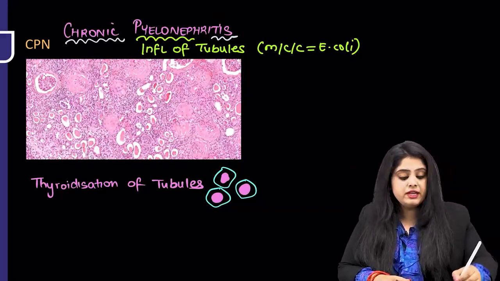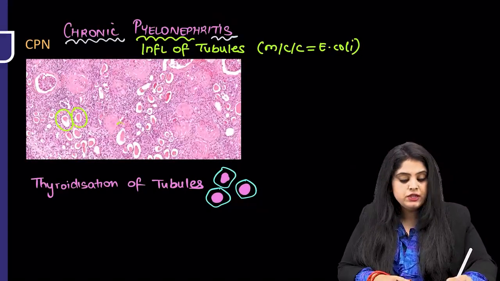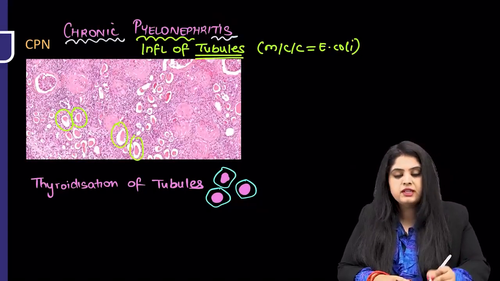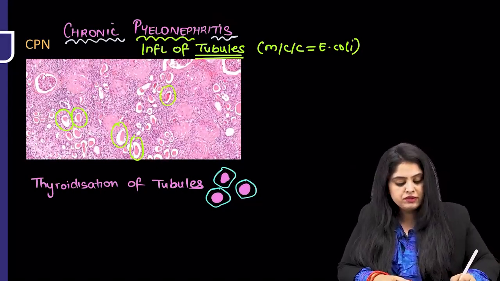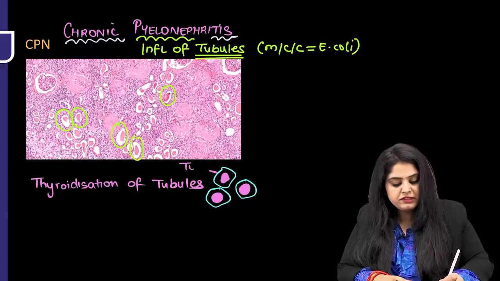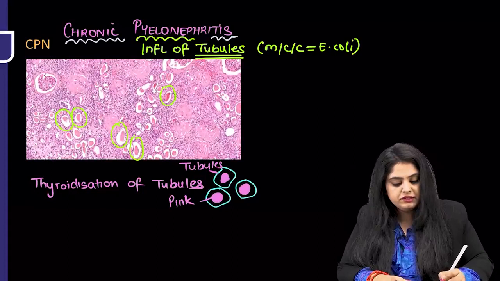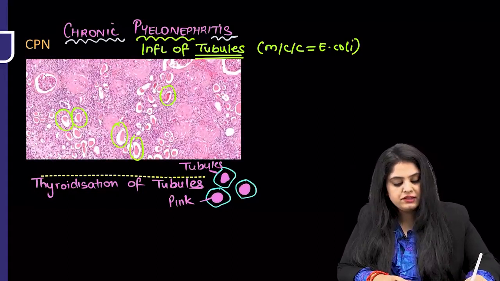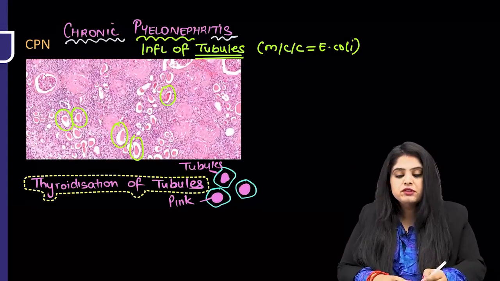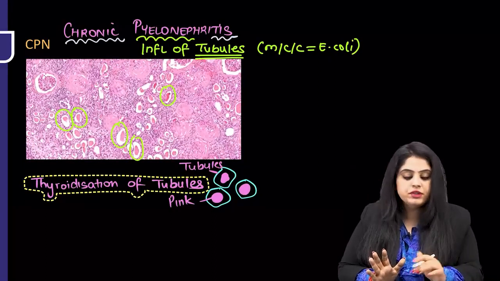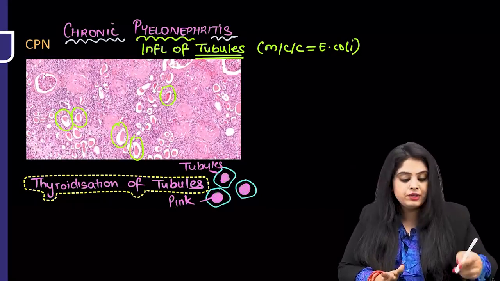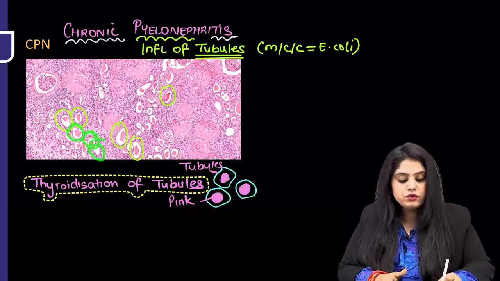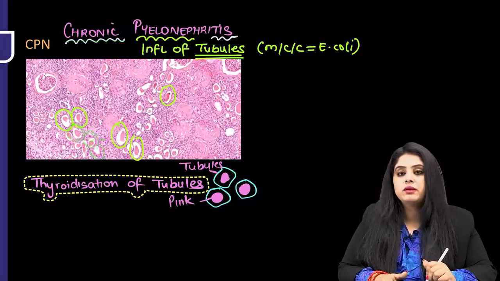What is the picture that you get? The very classical picture. You get to see these tubules, the problem is in the tubules. So you will see a picture of tubules. What is the picture of tubules? There are tubules which have pink material. So if I say these are the tubules and there is pink material present inside them, this is known as thyroidization of the tubules. Not that any thyroid has come over here, okay? Because of this pink material, it's looking like colloid and thyroid. So you see thyroidization of the tubules, that is what you notice in chronic pyelonephritis.